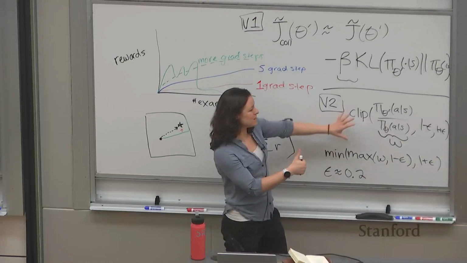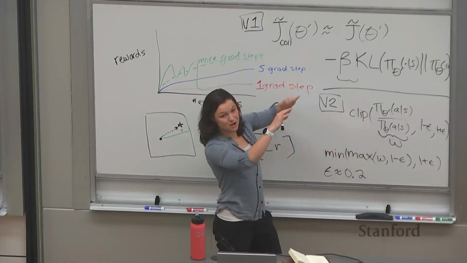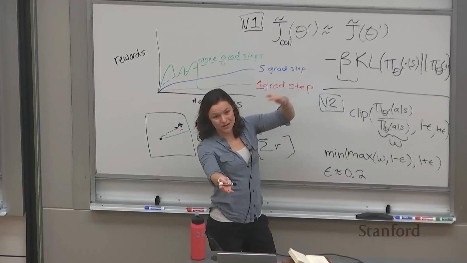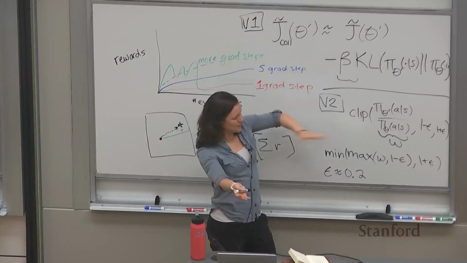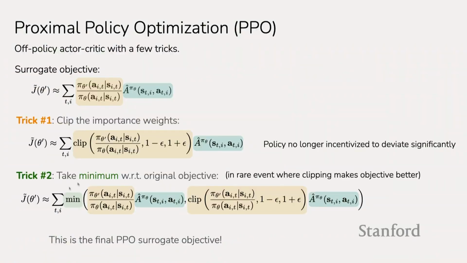It's actually making the objective better. Because you're then saying, okay, maybe it assigned a really high probability to this bad action. We're then going to clip that at 1.2 or something like that. And so if we take the minimum with respect to the original objective, this is at the state action level, at the data point level. This is going to ensure that those situations aren't happening.